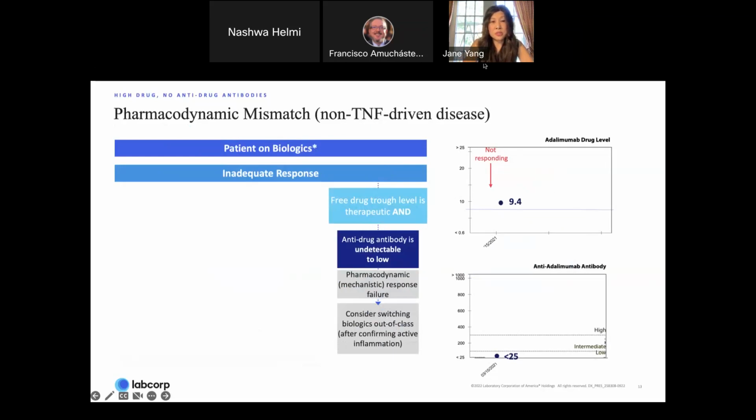So these results indicate that this is actually pharmacodynamic, or mechanistic, or mechanism of action mismatch. This patient may truly be a TNF non-responder. That is, his disease is not TNF driven. And so he is a patient who would be better served by a biologic of a different mechanism, such as an anti-interleukin like ustekinumab.